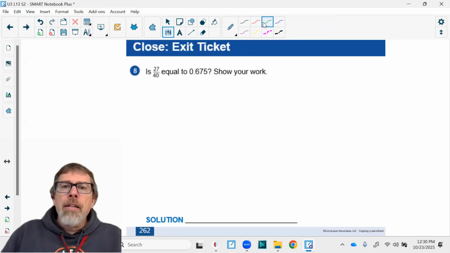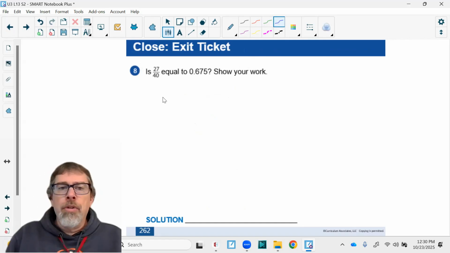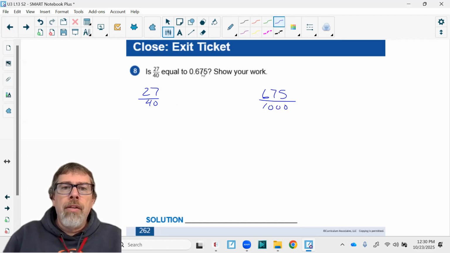Closing, exit ticket. Pause the video. See if you can do this. Unpause it, come back, check. Okay? So 40 will not go into 100 evenly, so I don't want to do it that way. So the only way I can do this is, well, there's two ways. I could say 27 over 40, or I could do 675 over 1,000, right? 10th, 100th, 1,000th, 675 1,000ths. And then I could reduce.